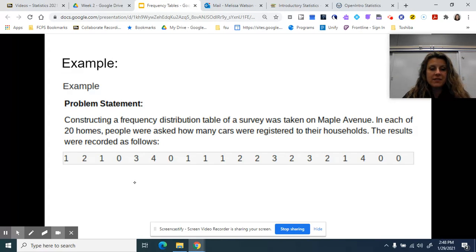So this example is saying that they took a sample of 20 homes and they were asked how many cars were registered to their household. And the results are here from below. So we talked about this in the last lesson. We are going to make a frequency distribution, which is going to show the number of cars as our data points.